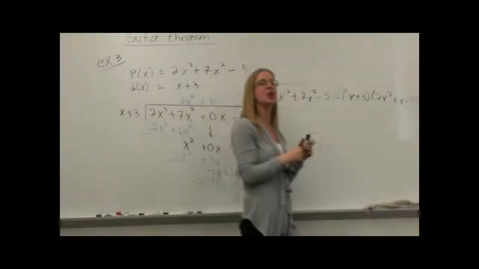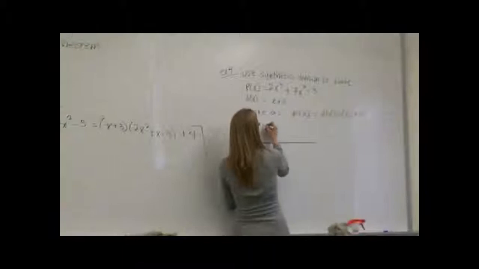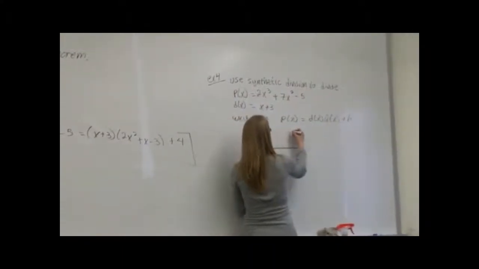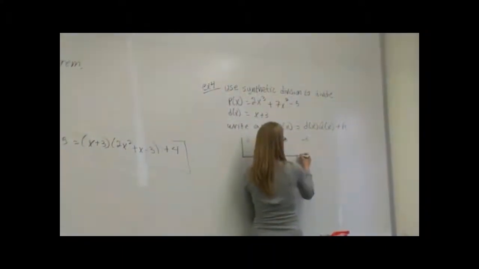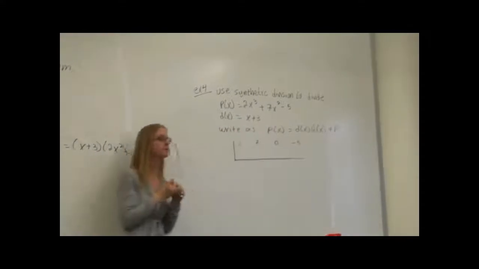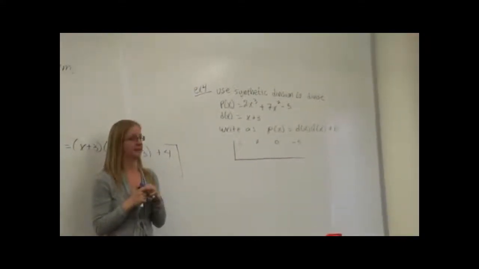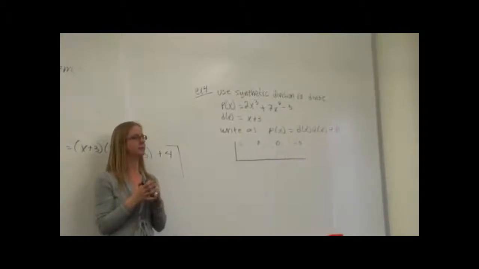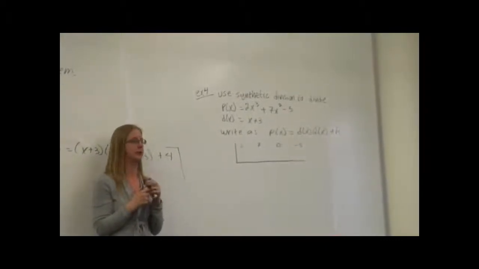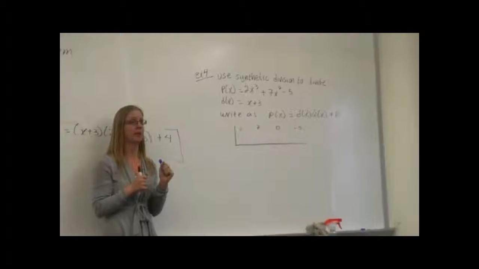So now I'm going to deal with just those numbers. 2, 7, 0, negative 5. And leave some space between each one. So we still need the 0. Yes, you still need descending order of degree. Yes, you still need that 0.